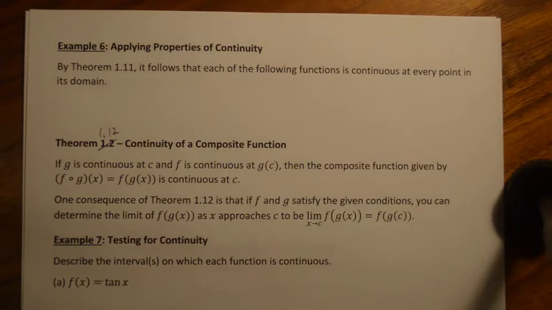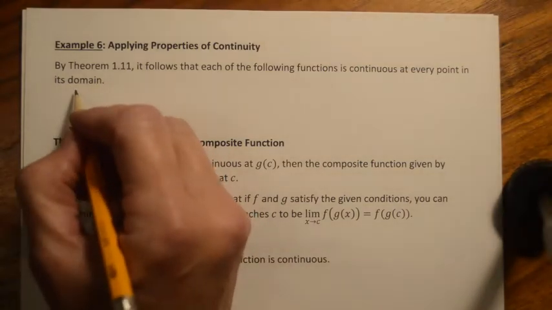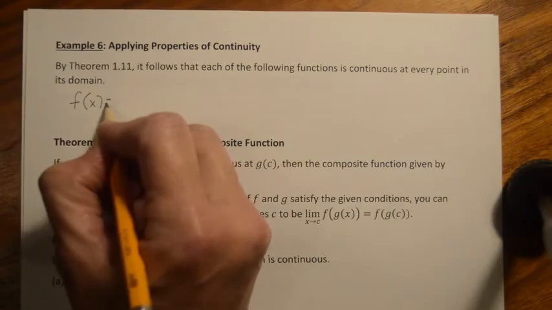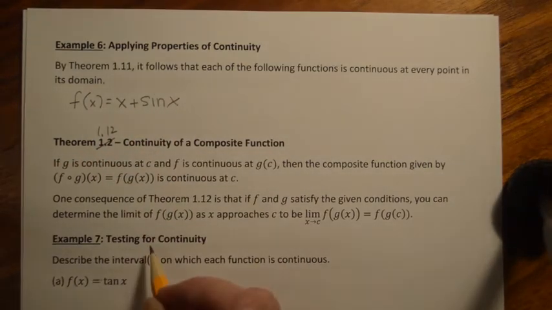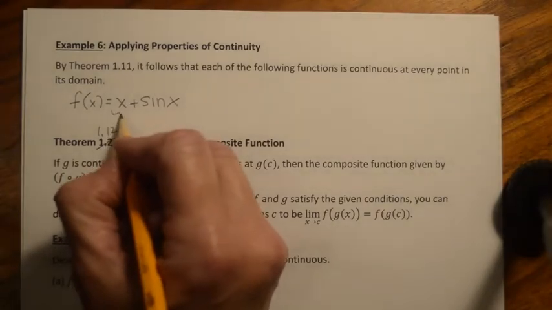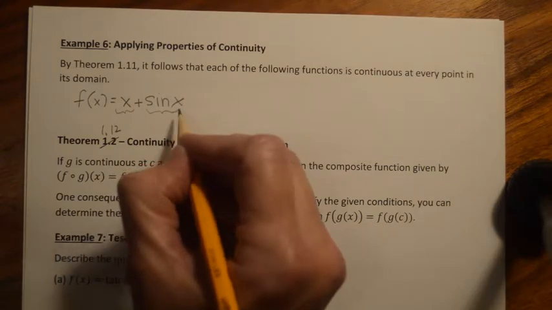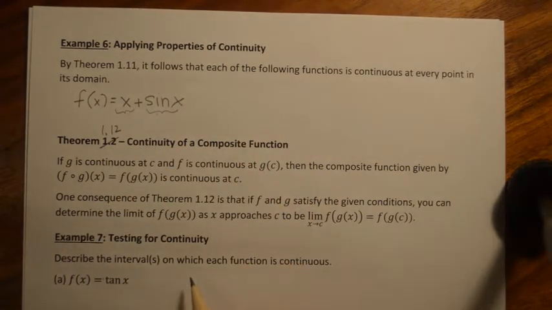So for example, let's just say a couple things that would be continuous. If we make a function f of x, which equals x plus sine of x, that would be continuous. This piece is continuous everywhere. It's just a polynomial. This piece is continuous everywhere. It's just the sine function. So their sum is also continuous.